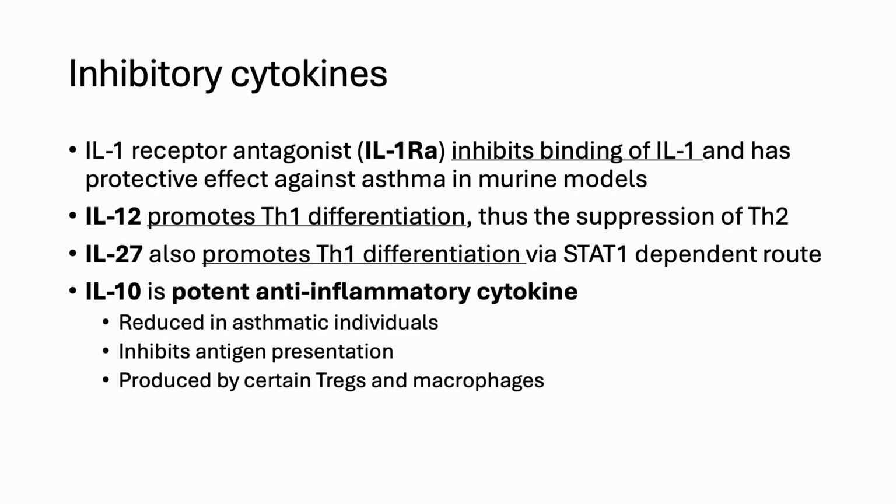There are also various inhibitory cytokines. I won't go too in depth on most of these, but I do want to cover IL-10 because this one's important. IL-10 is a very strong anti-inflammatory cytokine, and we see that it's markedly reduced in people with asthma, and it does things like inhibit antigen presentation, especially in this case allergen presentation, and it's produced by certain T regulatory cells and macrophages as well. So very interesting to think that we have this mechanism for downregulating inflammation, but it's not entirely present.